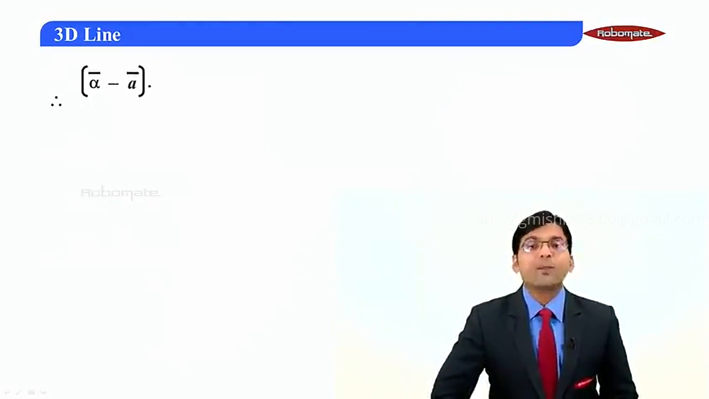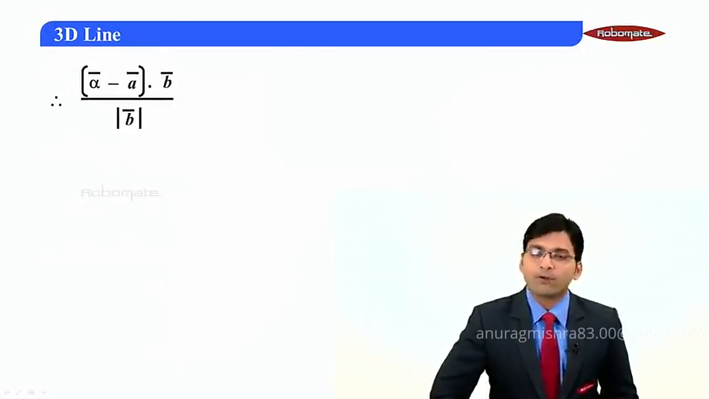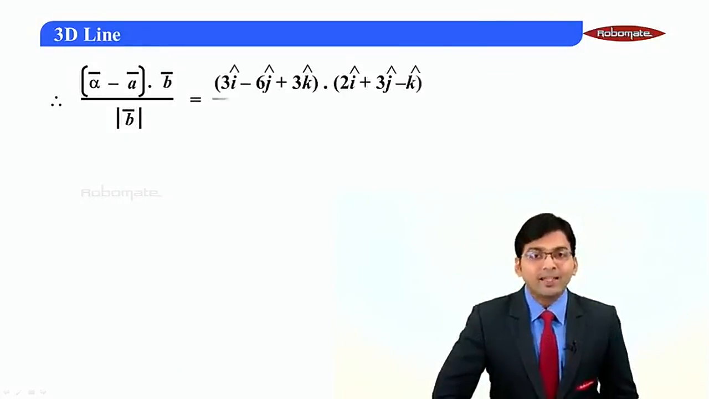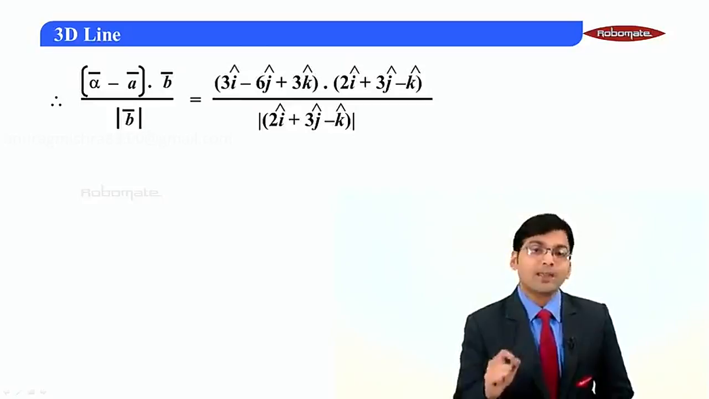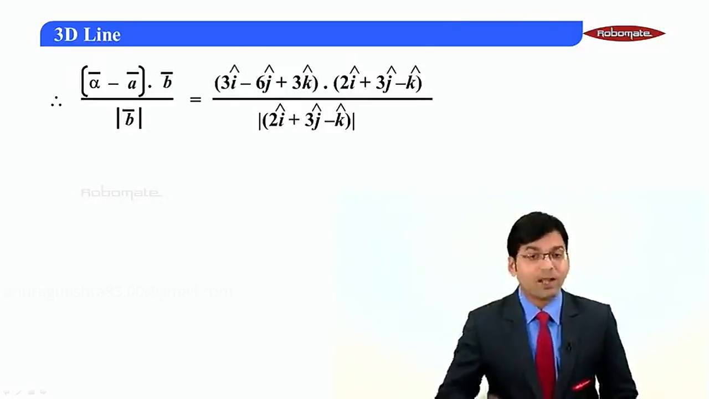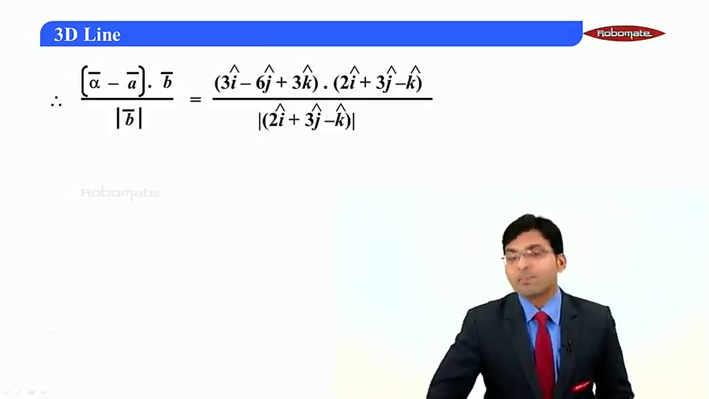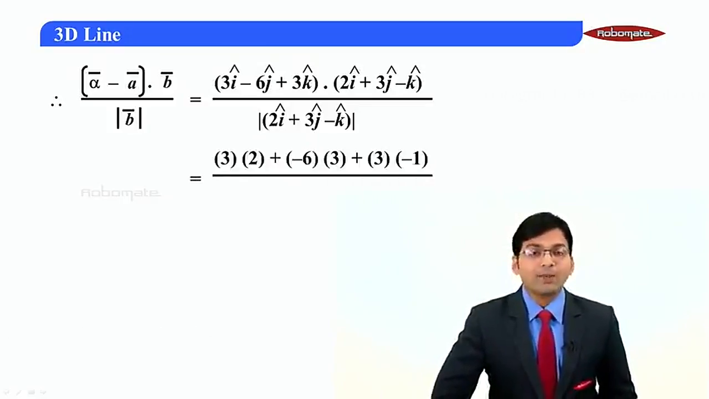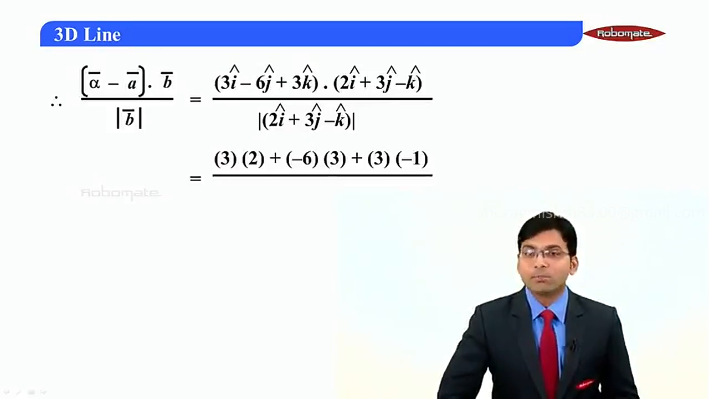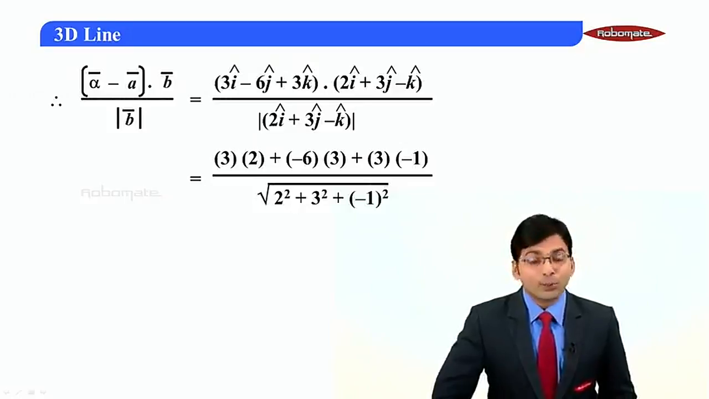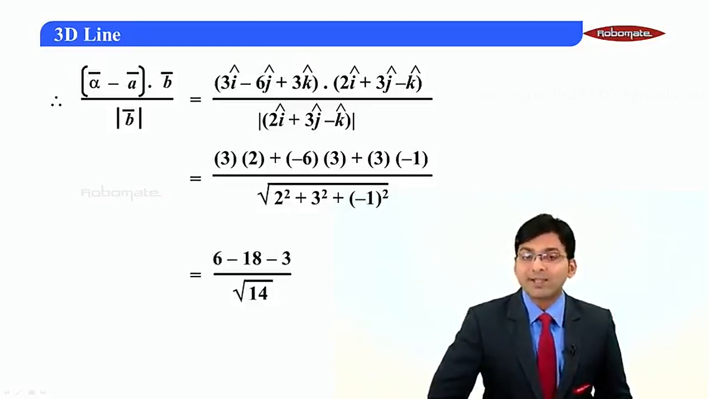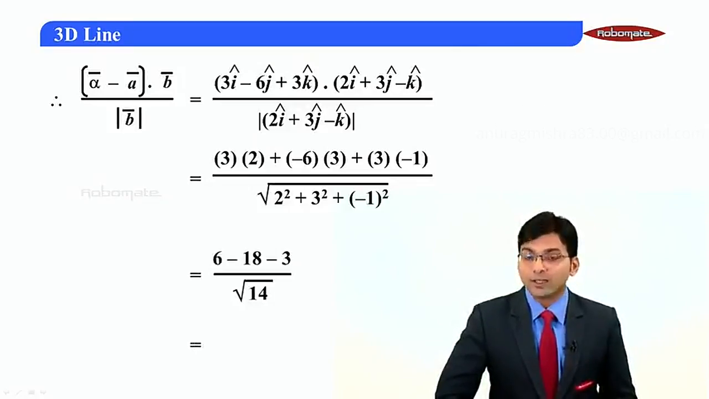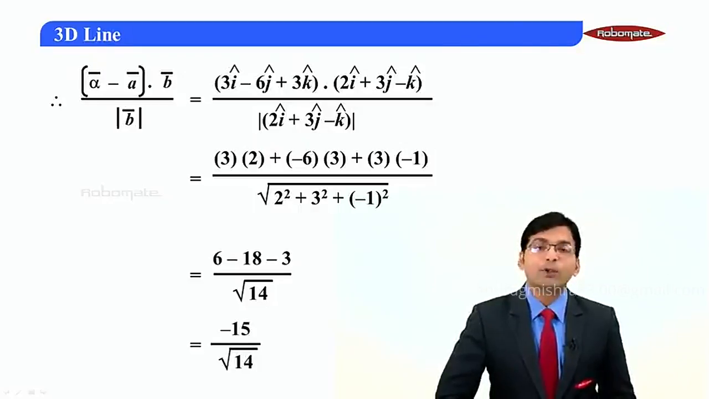The second part says (alpha bar minus a bar) dot b bar upon mod of b bar. Let us calculate this one. It gives us (3i cap minus 6j cap plus 3k cap) dot (2i cap plus 3j cap minus k cap) divided by mod of (2i cap plus 3j cap minus k cap). On simplification, we get 3 into 2 plus (minus 6) into 3 plus 3 into minus 1, divided by root of 2 square plus 3 square plus (minus 1) square. Now students, we get this as 6 minus 18 minus 3 divided by root 14. It becomes minus 15 upon root 14.